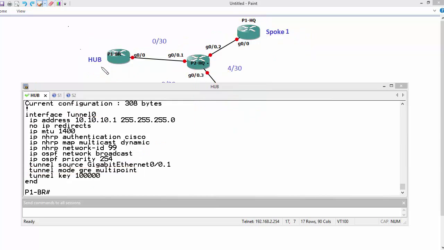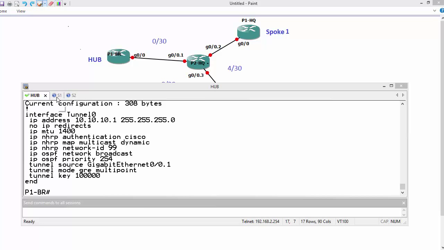That's why we need to tune the tunnel interface a little bit, because by default the tunnel is a point-to-point tunnel, a point-to-point network, I should say. This is why we have already tuned the IP OSPF priority. We're going to decrease the priority of all the spokes to zero, so they are not going to be elected as DR or BDR, and the hub is going to be elected as the DR.